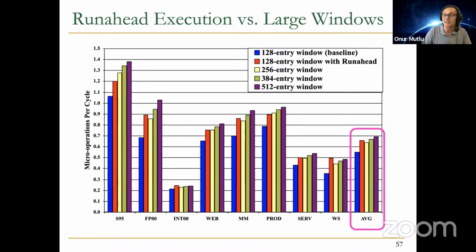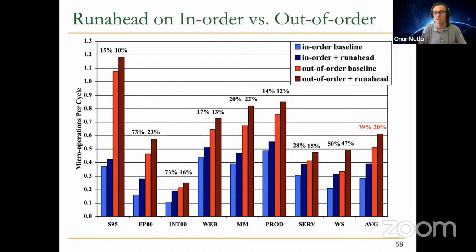But we also showed that you can get the benefits of a large instruction window. At that time, the instruction windows are 128 or so in Pentium 4, for example. We showed that basically without increasing the instruction window size at all, just adding run-ahead to the machine gets you very close to triple the instruction window size on average. In some cases, it's better than even a 1024 entry instruction window size. So basically, you get the prefetching benefits of a large instruction window.